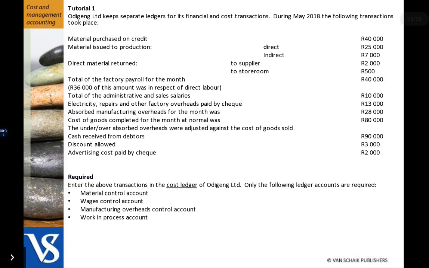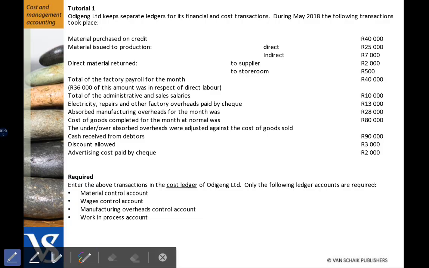I've provided a question here that we're going to go through. It reads, Odegang Limited keeps separate ledgers for its financial and cost transactions. During May 2018, the following transactions took place. You've got the transactions listed for us. This is the requirement. Enter the above transactions in the cost ledger, and you must note that it says in the cost ledger of Odegang Limited. Only the following ledger accounts are required. You have to do the material control account, wage control account, manufacturing overheads, and work in process.